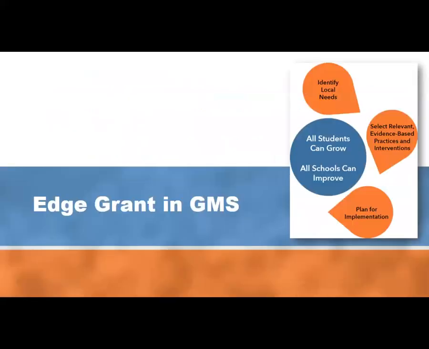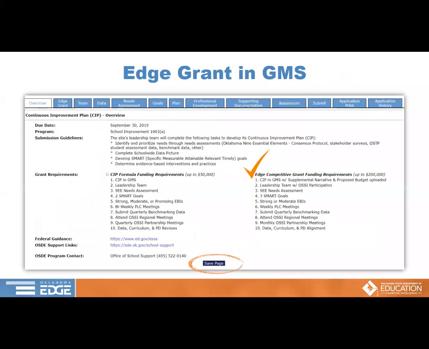Now we're going to talk about the EDGE grant in GMS. This is the competitive grant. Earlier, we discussed the CIP formula funding requirements. Let's look at the optional EDGE competitive grant requirements. The due date of September 30, 2019 is the same for both the CIP and the EDGE competitive grant. Sites that apply for the competitive grant will check the box.